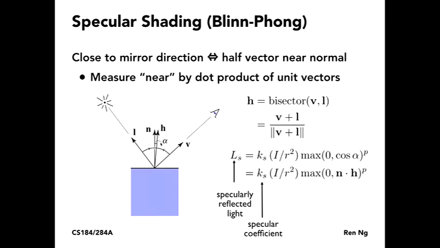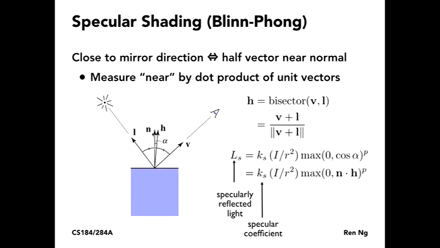Alpha here is this little angle between the normal vector and the half angle vector. Alpha is the thing we're using to represent the proximity of the viewing direction to the mirror direction. If the viewing direction was exactly equal to the mirror direction of the lighting direction, then H would be exactly equal to N.